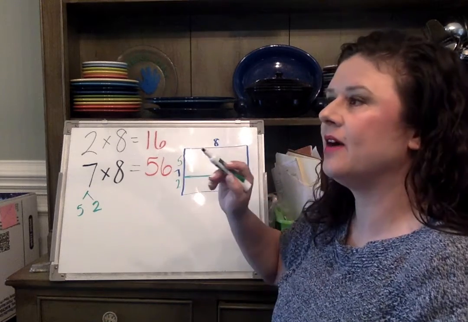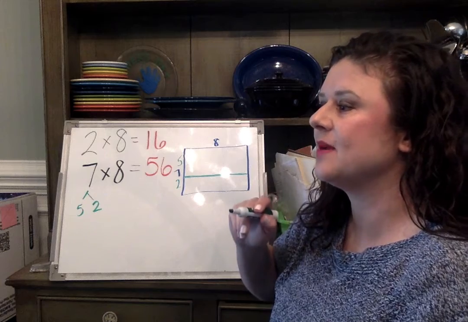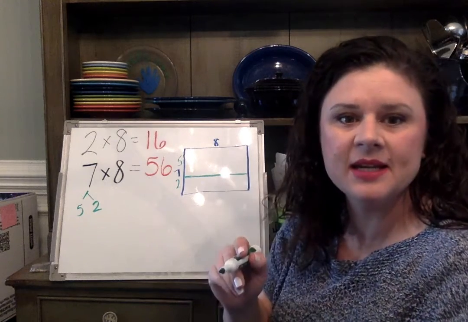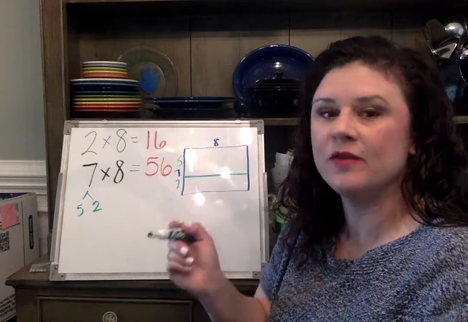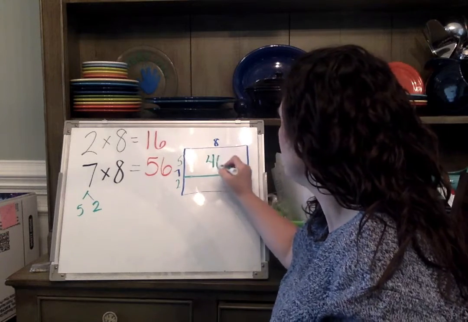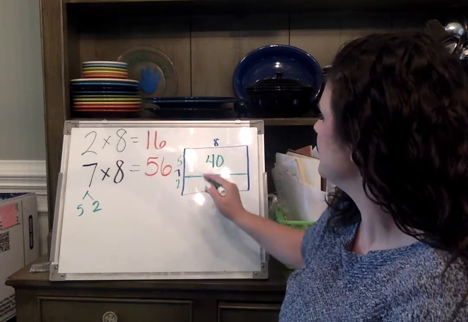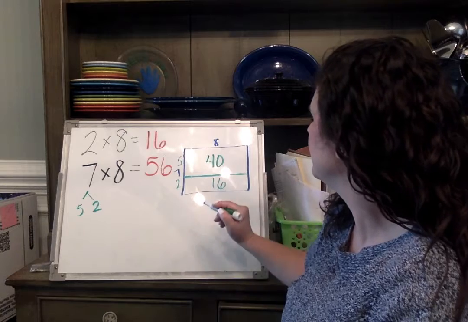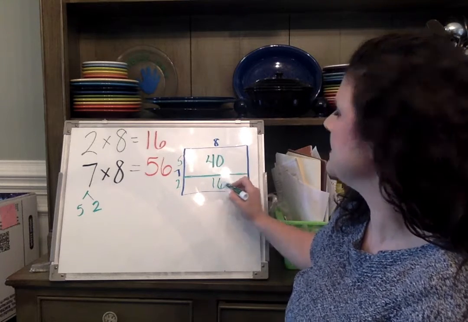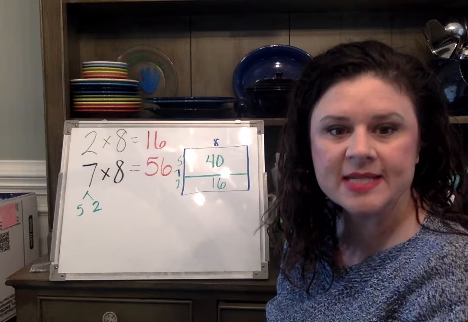8 times 5, oh, we already had that one. 8 times 10 is 80, and half of that would be 40. 8 times 2 is 16. 40 plus 16 is 56. My answer would be 56.